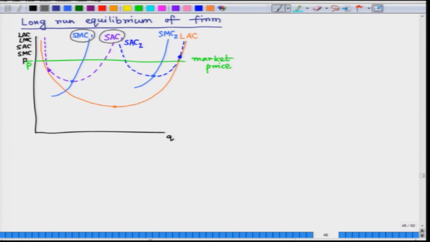Now, we know that the firm will equate the market price to the short run marginal cost, right, and that is the firm's short run equilibrium. So, let me denote this by point E1. Now, we drop a vertical line on the output axis to figure out the output level, and let me say that this is Q1 output level. So, now this is basically the firm's short run equilibrium point.